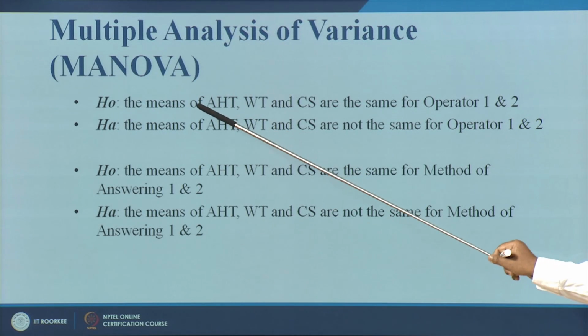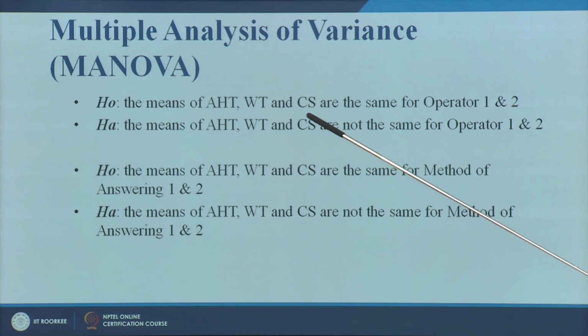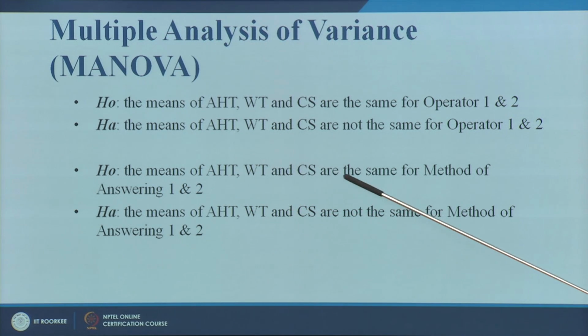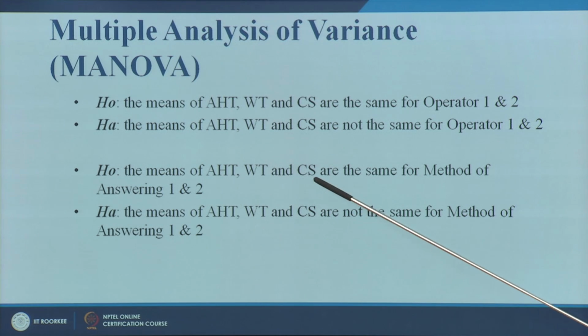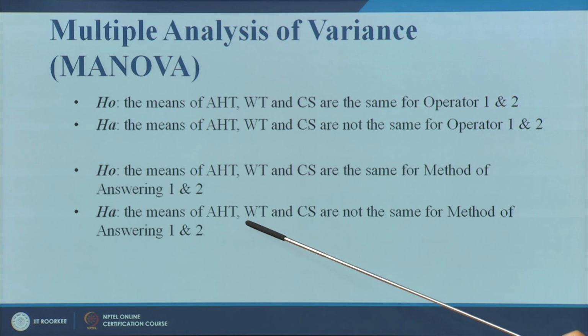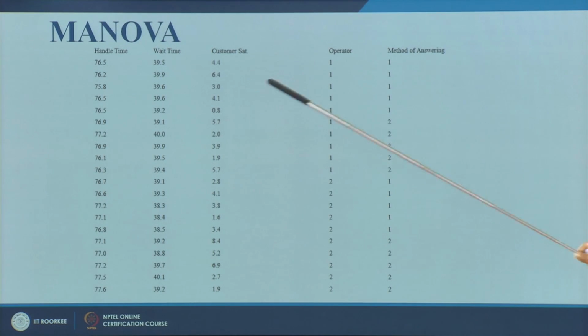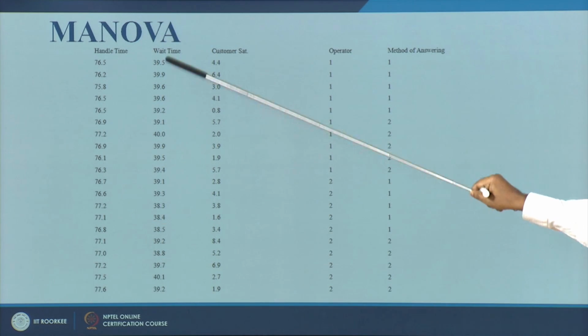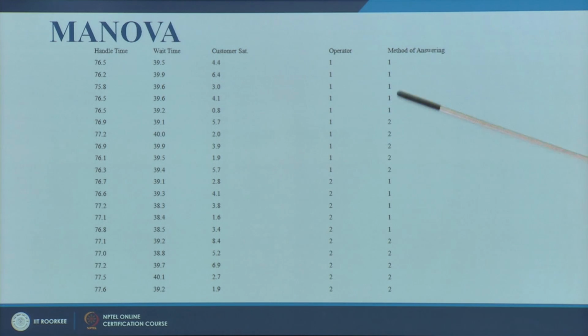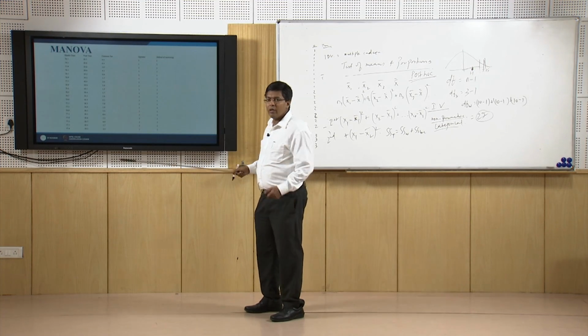So, my hypothesis now is that average handle time, wait time and customer satisfaction are the same for both the operators 1 and 2. What is the next hypothesis? Null hypothesis: the average handle time, wait time and customer satisfaction are the same whether you use method 1 or method 2, there are two methods, right. Similarly, the alternative is that they are not the same for operator 1 and 2, and not the same for method 1 and 2, right. So, this is how it looks like: handle time, waiting time, customer satisfaction, operator 1 and 2, method of answering 1 and 2. If I am using this, an ANOVA will not fit, okay.